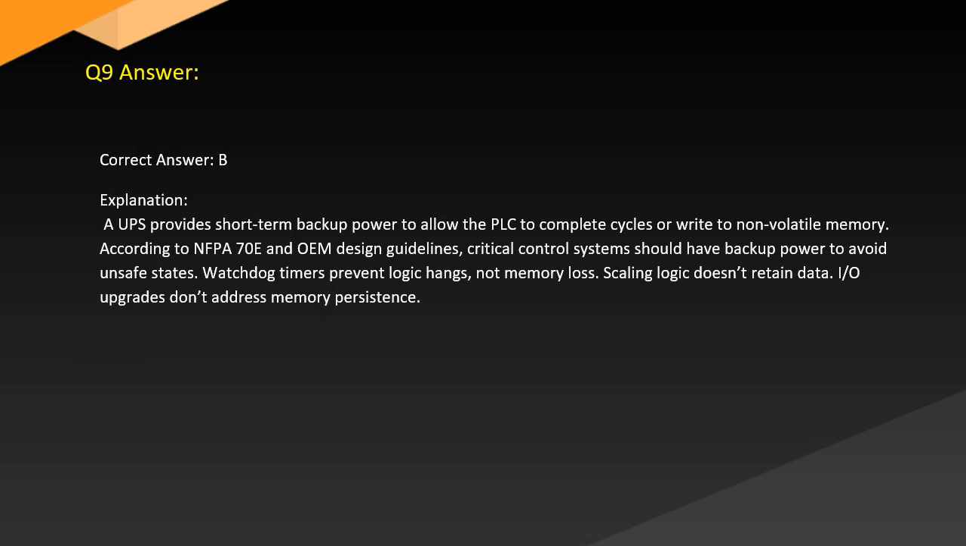Answer. Correct answer: B. Explanation. A UPS provides short-term backup power to allow the PLC to complete cycles or write to non-volatile memory. According to NFPA 79 and OEM design guidelines, critical control systems should have backup power to avoid unsafe states. Watchdog timers prevent logic hangs, not memory loss. Scaling logic doesn't retain data. I/O upgrades don't address memory persistence.